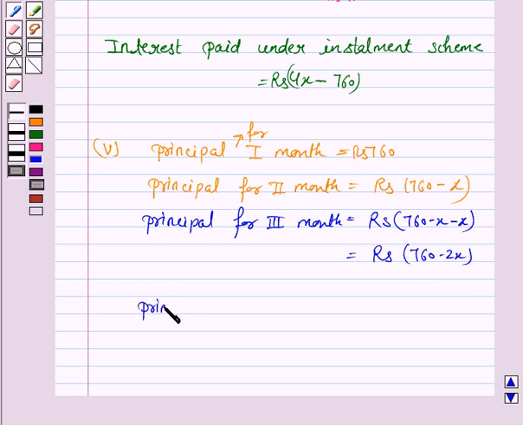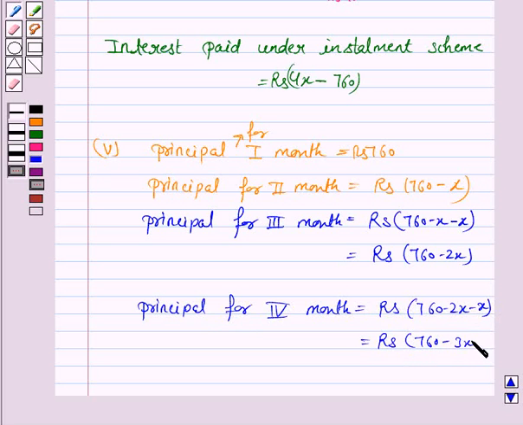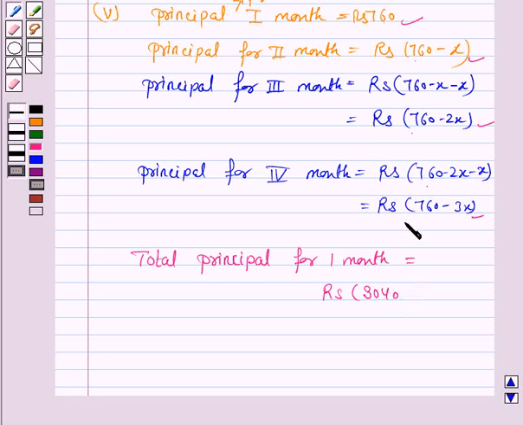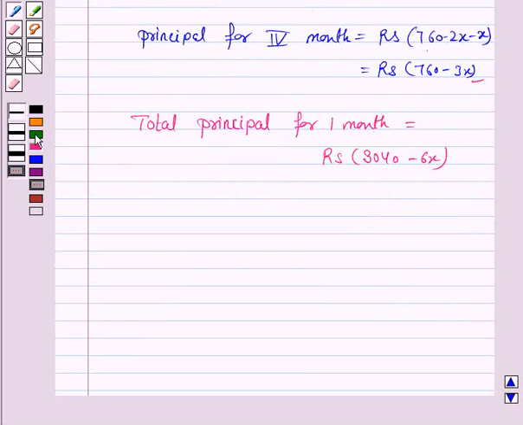Now similarly, principal for fourth month is equal to rupees 760 minus 2x minus x, that is 760 minus 3x. Now the total principal for 1 month is equal to rupees the sum of all these principals as 760 plus 760 plus 760 plus 760, that is 3040 minus x minus 2x minus 3x, which is minus 6x. So this is the total principal for 1 month.